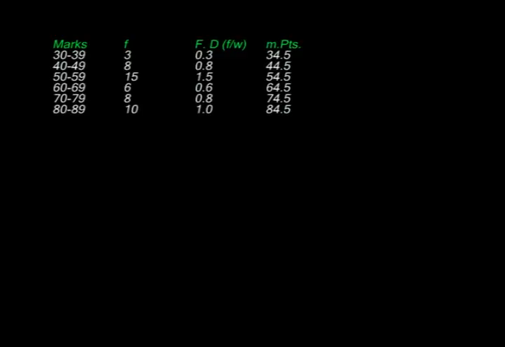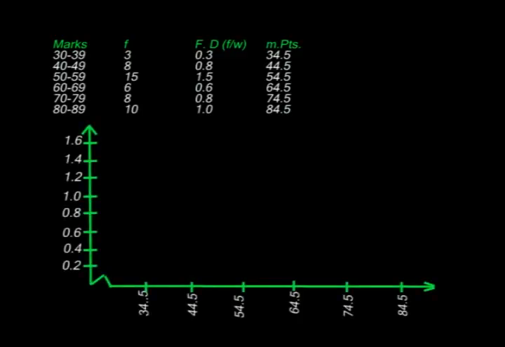So to plot that, we first draw the XY axis and label the axis. We then choose the appropriate scale. Again, this will not start from 0 because the first class is 30 to 39. So the first midpoint is at 34.5, so it doesn't begin from 0. For the first class, the midpoint is 34.5. The corresponding frequency density is 0.3, so I mark that.